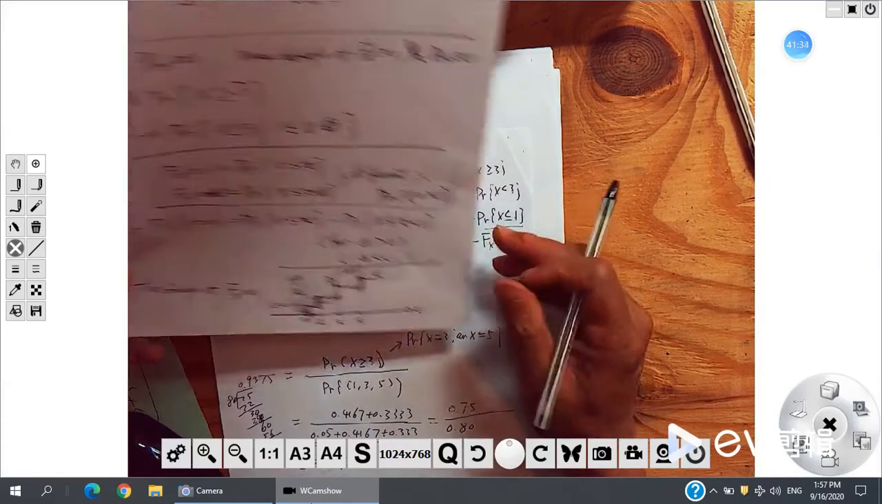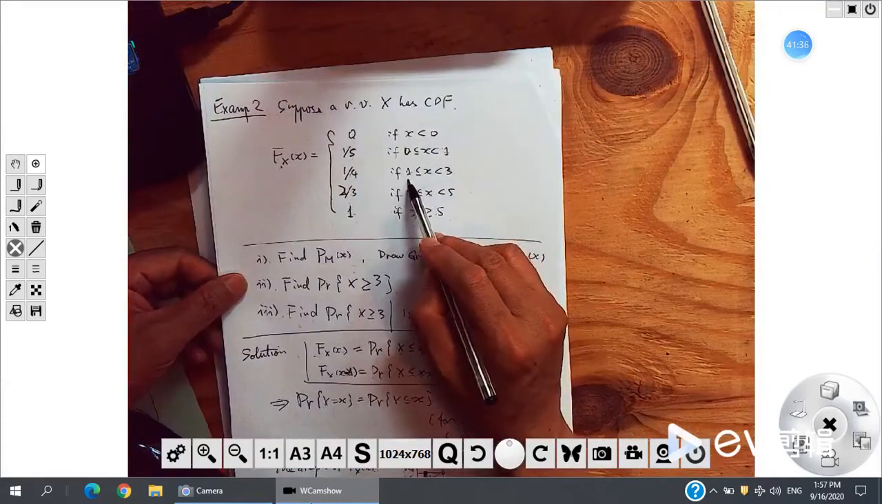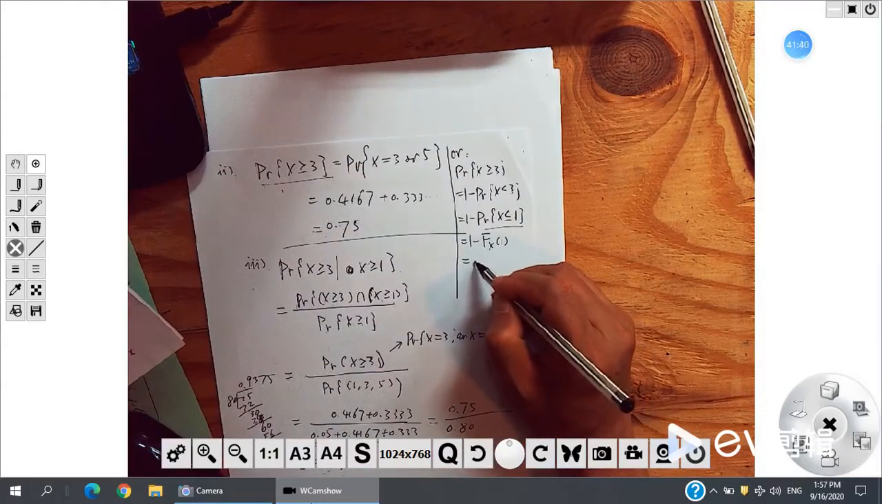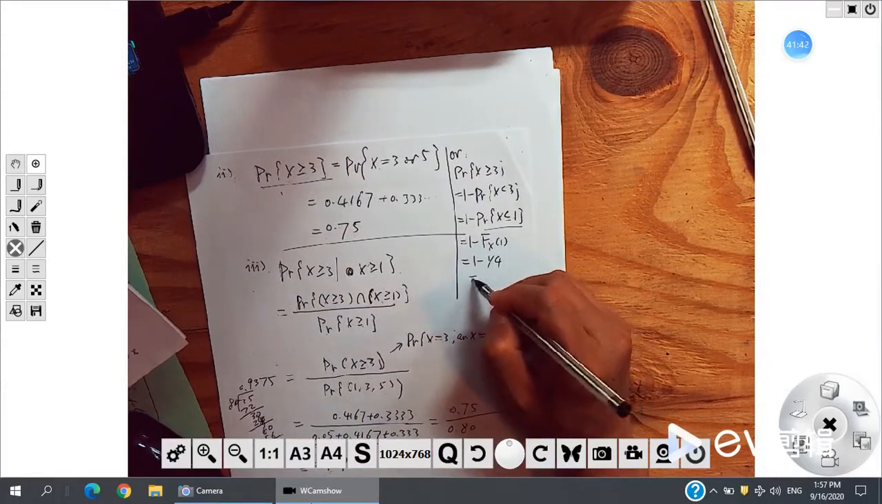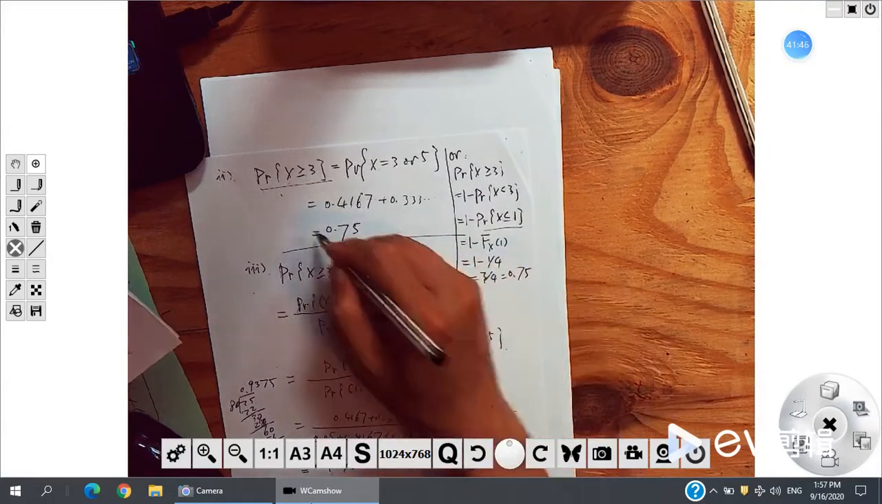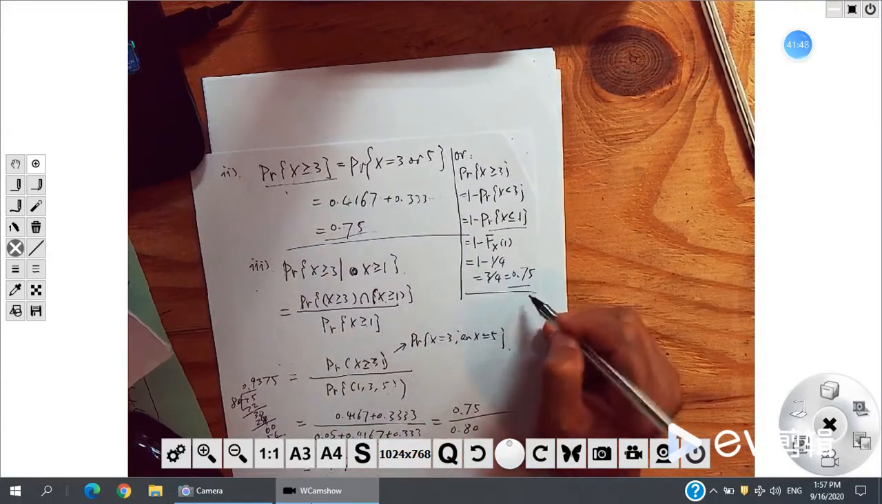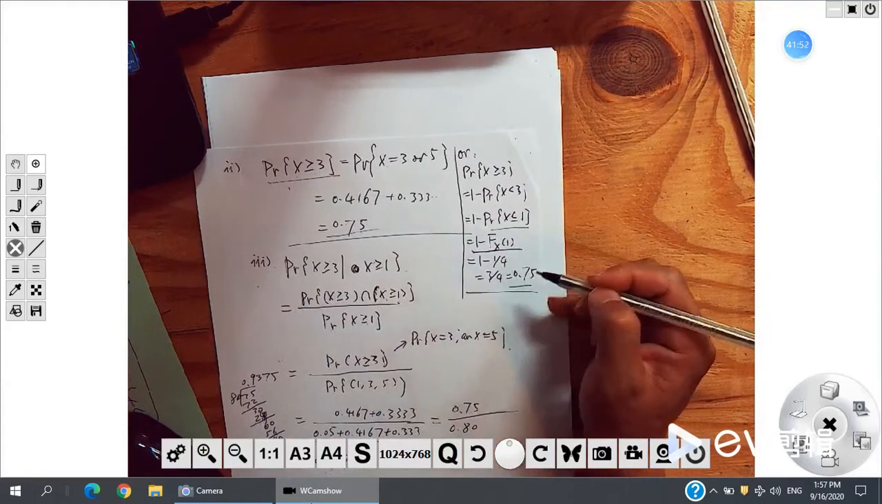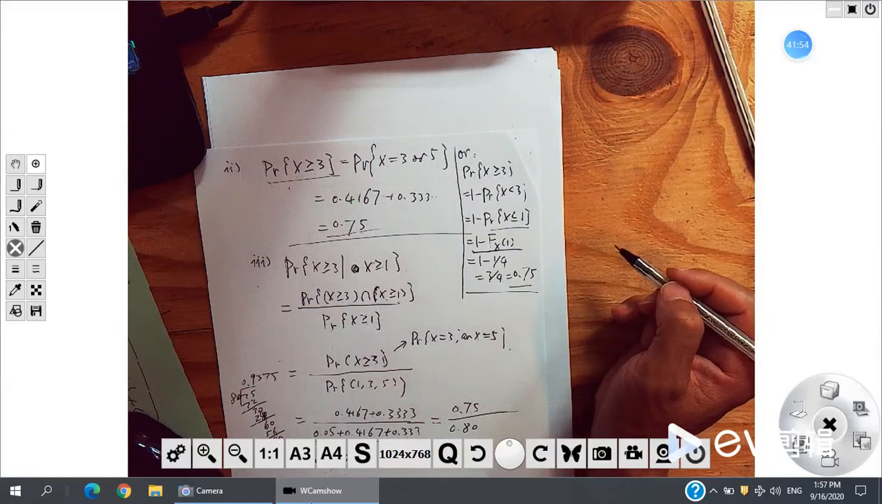And F_X of 1 is given. It is 1/4. So this is 1/4. 1 minus 1/4, that is 3/4. That is 0.75. Yeah, same value, see? Same value. So you can also do the calculation by F_X. Alright.